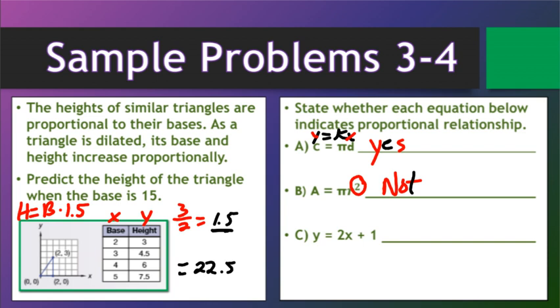And the third one, C, y equals 2x plus 1. This one is not proportional because if we were to graph this, it would not cross the origin because of this plus 1 here at the end. For it to be proportional, it can only be in this format. Y equals 2x, or rate times time equals distance, or circumference equals pi times diameter. You need a constant multiplied by a variable.